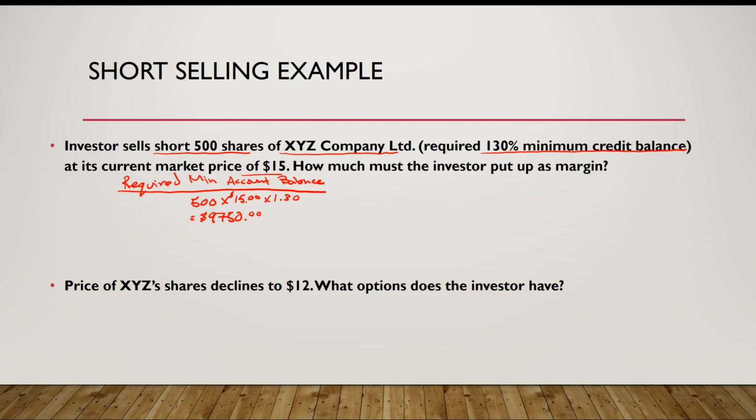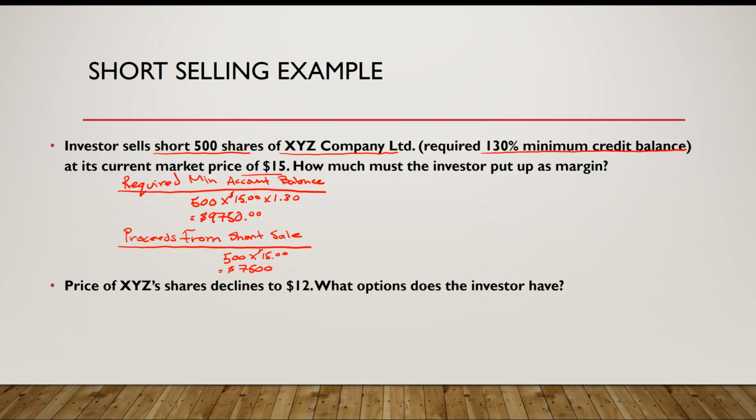Now the good thing is that we're going to get a big portion of this minimum account balance required by selling these 500 shares at $15. So the proceeds that we're going to receive from selling these shares, right? Remember, we borrowed these shares. We're going to take these shares and then we're going to sell these directly into the market. The proceeds from the short sale that we're going to receive from that is going to equal $7,500, right? So this is going to equal 500 times $15 a share. Okay, the proceeds from the short sale are going to equal 7,500.